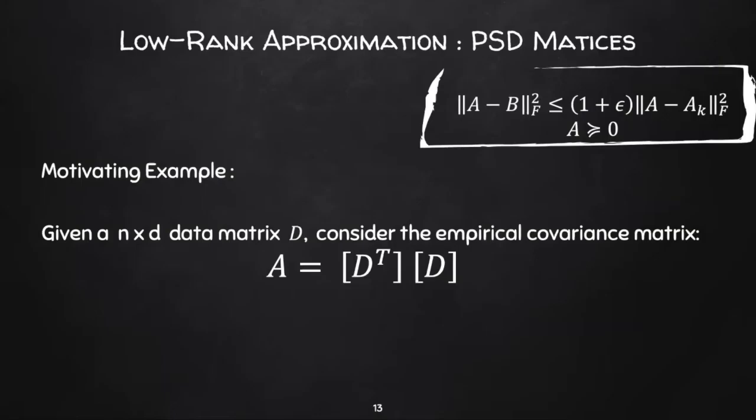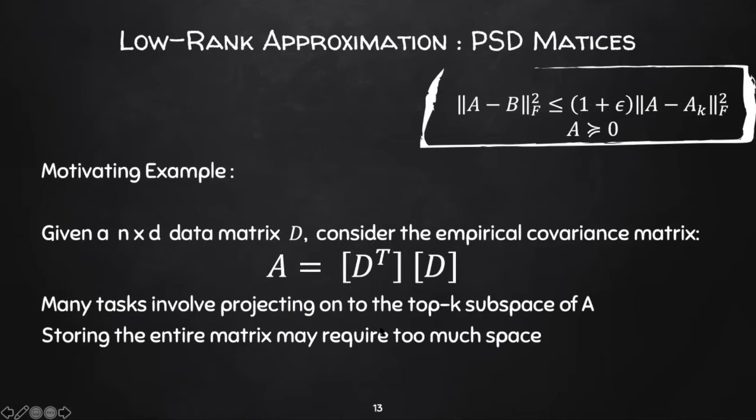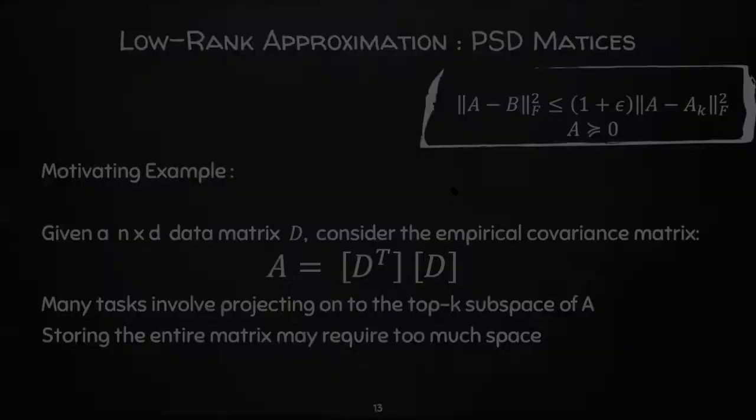A motivating example for such a matrix to occur in practice would be an empirical covariance matrix. So let's say you're given an n by d data matrix, represented by capital D here. The empirical covariance matrix is then given by D transpose D. Many tasks for data analysis involve projecting onto the top k subspace of such a matrix. Storing this matrix might require too much space, and thus computing low-rank approximations for such matrices is useful.